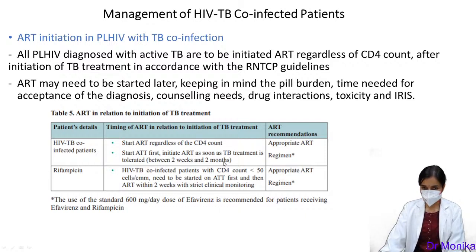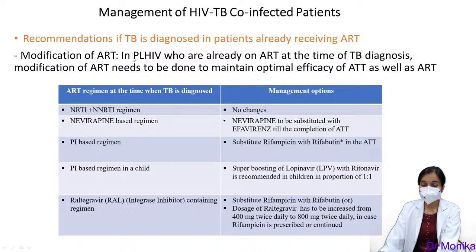However, in a patient with CD4 count less than 50, ART is initiated early as studies have shown decreased mortality in these patients. Next, the recommendation if TB is diagnosed in a patient who has already been receiving ART: there should be modification of ART to prevent drug-drug interactions. If they are on an NRTI or NNRTI regimen, then there is no need for any change. If they are on a nevirapine-based regimen, as it is known to interact with rifampicin, nevirapine should be substituted with efavirenz till the completion of ATT.